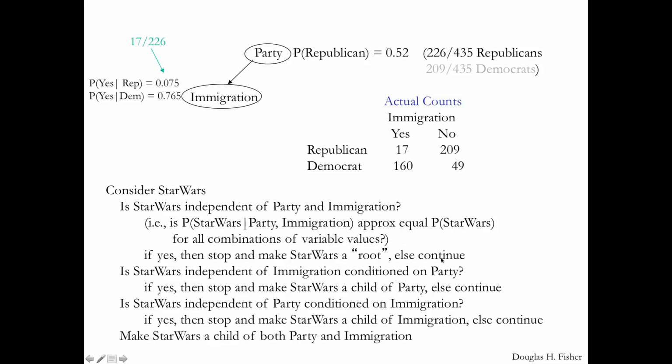If yes, then we're going to stop and make Star Wars the root or an additional root. Otherwise, this order could be swapped, it doesn't matter, but is Star Wars independent of immigration conditioned on party? If yes, then stop and make Star Wars a child of party. If no, then ask the same question about whether Star Wars is independent of party conditioned on immigration, and continue in that way, looking at the different subsets of the variables that you considered earlier. In this case, there's a very limited number.